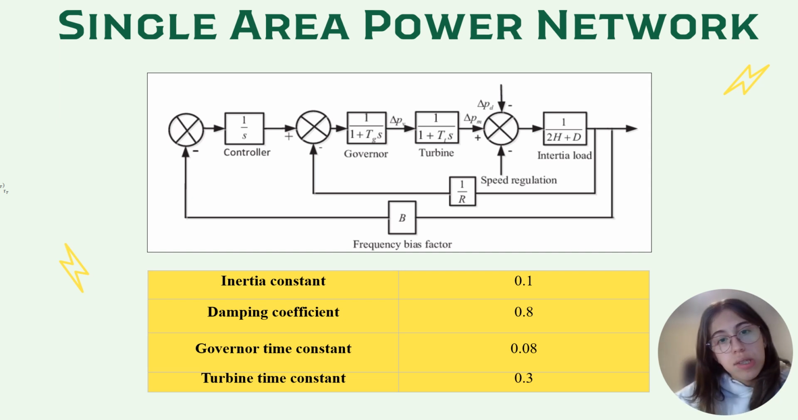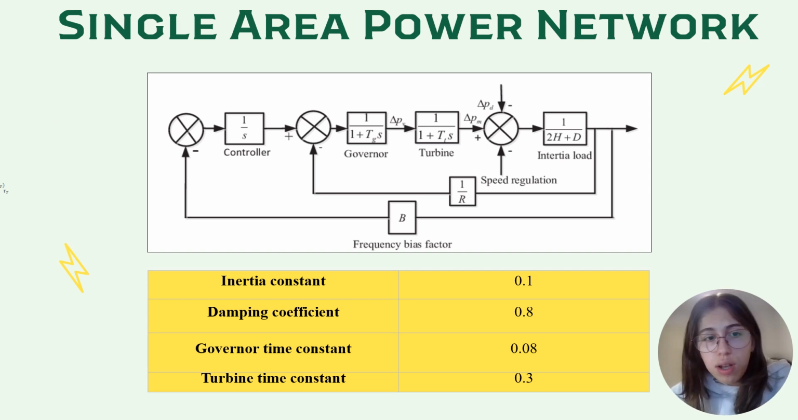And as we see here, the transfer functions for each component were derived from previous studies, and we chose the following parameters for the inertia constant, damping coefficients, and then the governor time and turbine time constants in order to model it in this way. And where it says controllers, we replaced that part with the controller that we're trying to simulate.